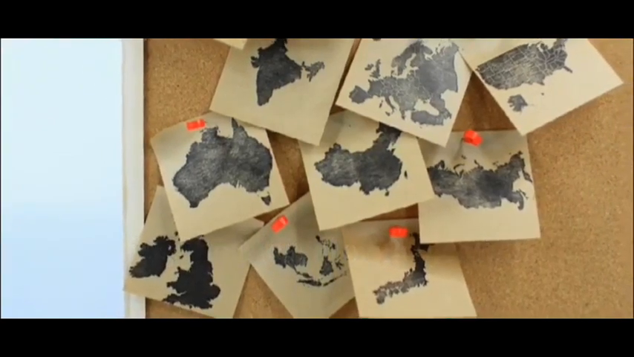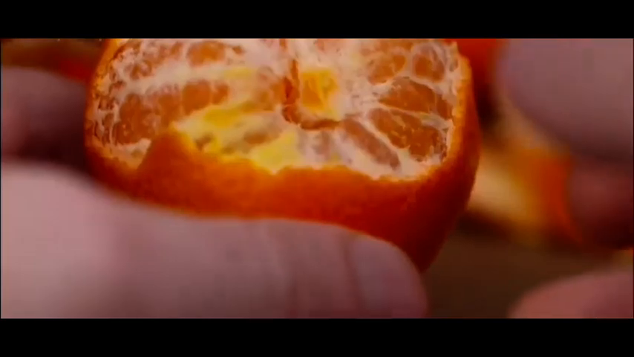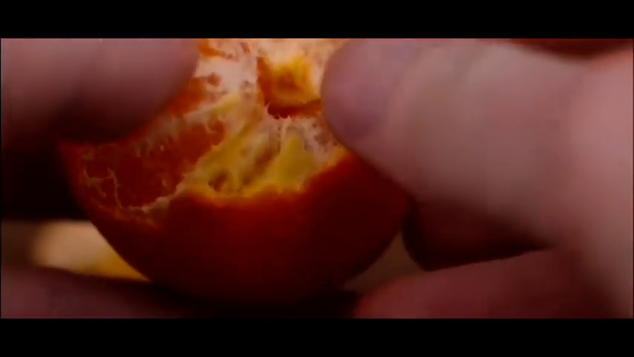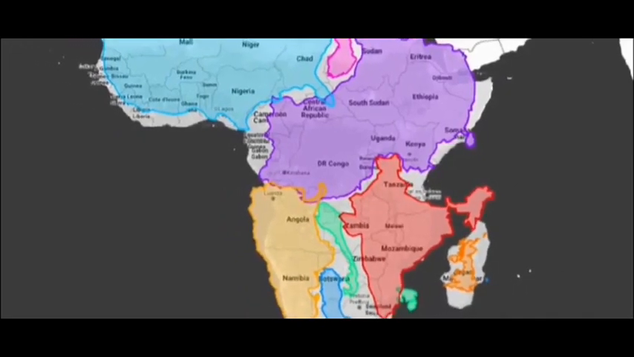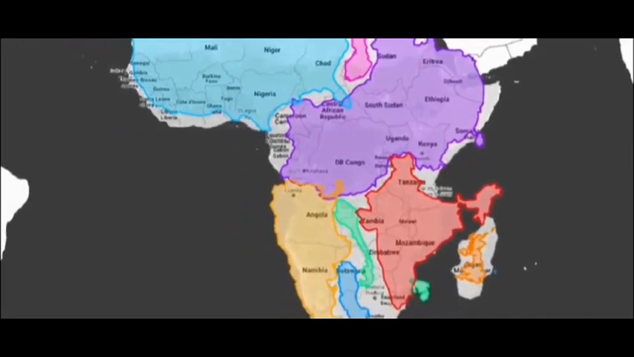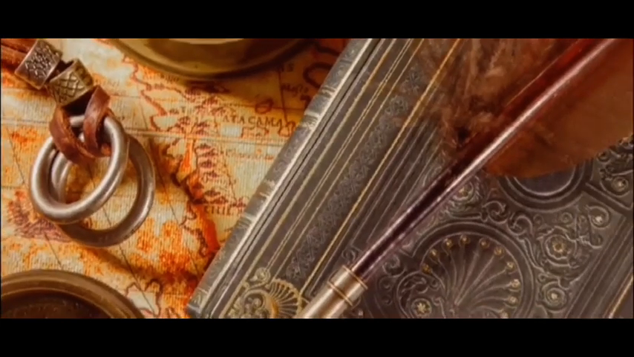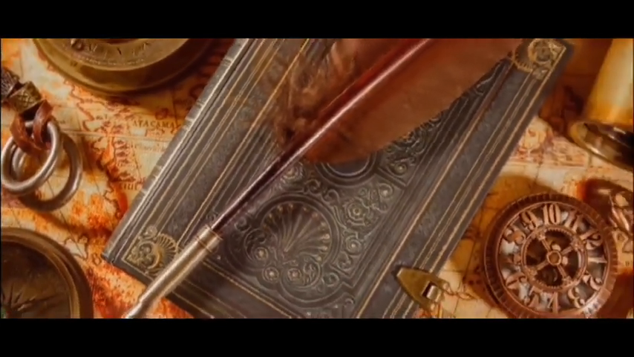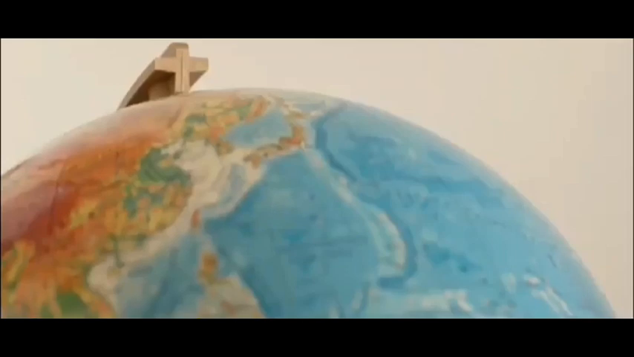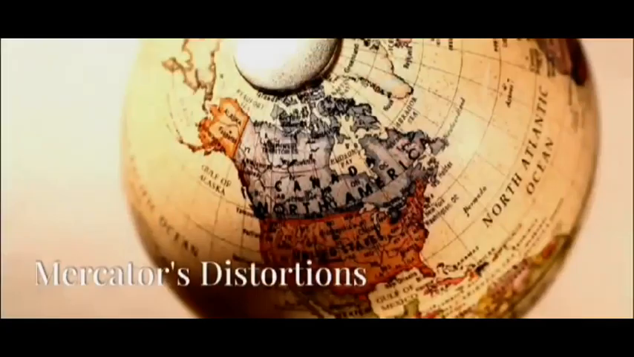Imagine trying to flatten an orange peel. You can stretch it out, but it will inevitably tear or distort. Mapping the Earth presents a similar challenge. The Earth is a sphere, and representing a sphere on a flat surface requires some compromises. Enter the Mercator Projection. Created by Gerardus Mercator in 1569, this map became a staple for navigation and global representation. Its magic? It preserves the shapes of continents, making it ideal for seafaring. But this benefit comes at a cost.